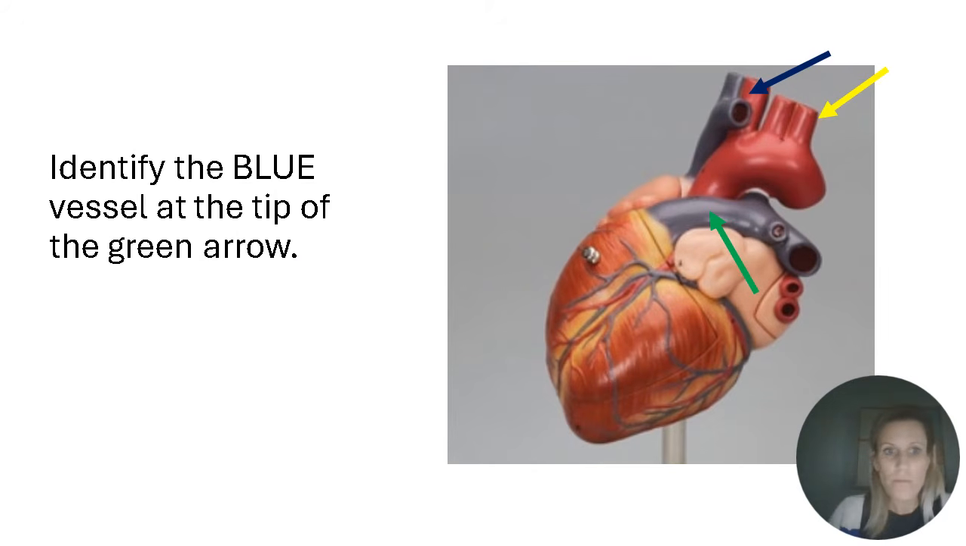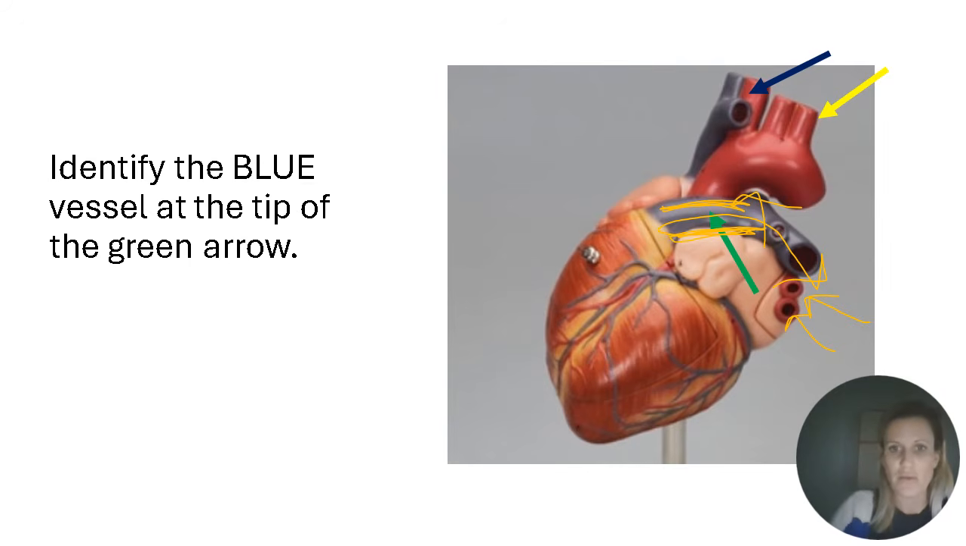Identify the blue vessel at the tip of the green arrow. Again, we're looking at the heart model, and the green arrow is pointing to this blue vessel right here. This is pulmonary circulation. Remember, the colors are flip-flopped here. In this case, these blue vessels are pulmonary arteries, and these red ones down here are pulmonary veins.